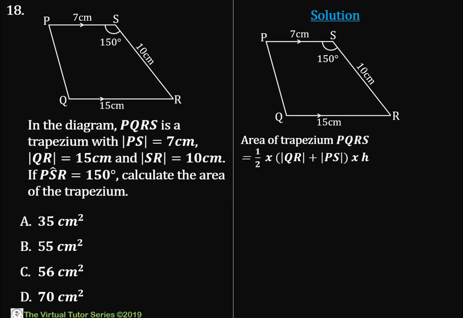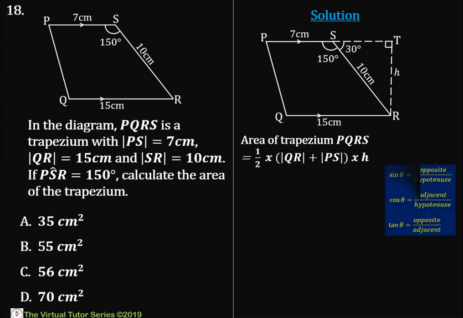Now, to determine the height, let's think a little outside the box by extending the parallel line from S to T and joining it to R. The angle on a straight line is 180 degrees. Therefore, angle RST is 30 degrees. Here are our ratios. We can now calculate the height using the ratio sin 30 degrees is equal to h over 10 centimeters.